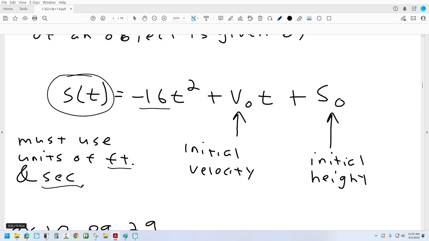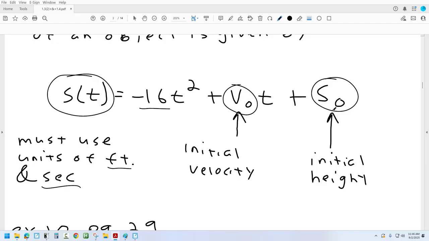The next part, plus v sub 0 t. V sub 0 is the initial speed that the object is thrown at. So if it was a ball you're throwing, the second it leaves your hand, how fast is it going? And the last thing I need to know is what was the initial height when you release the ball or object. If you're throwing an object, it's probably close to your height when you release it. If you were standing on a building, it would be your height off the ground. So whatever the initial height is, you plug in right there.